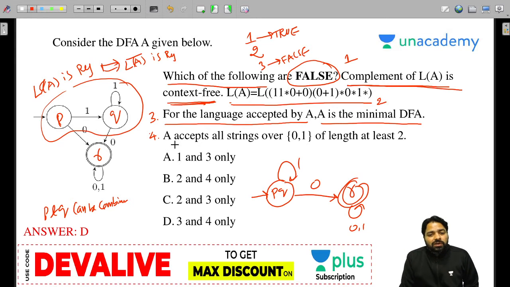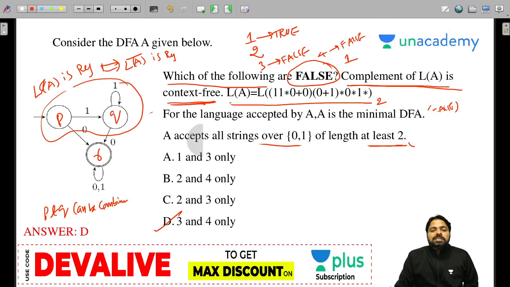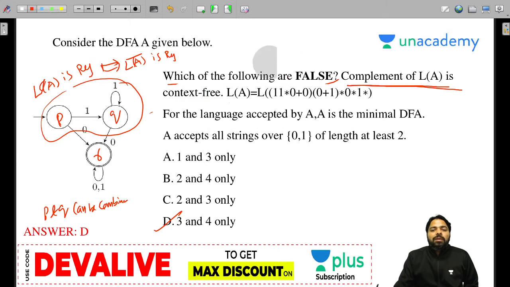We need to find out. Statement 4: A accepts all strings over 0, 1 of length at least 2. Wrong, because here you can see that a single 0 is accepted. You can see that single 0 is already in the language. So this is false. You can easily see that 3 and 4 are false, but statement 2 you have to prove true. Anyhow, I'm going to prove that.